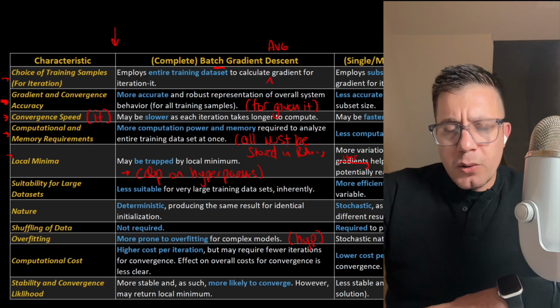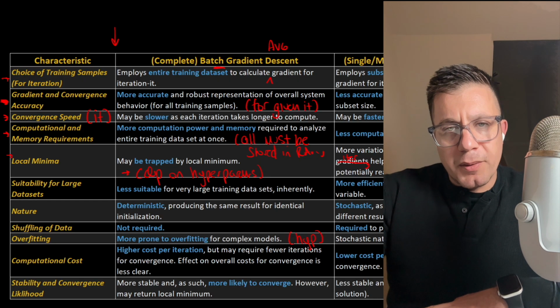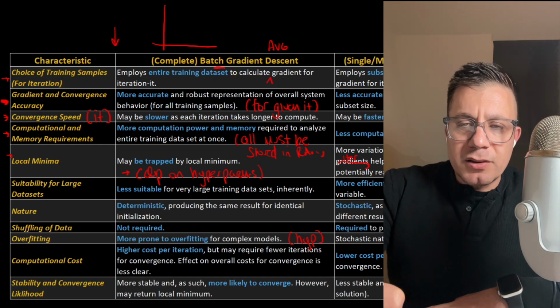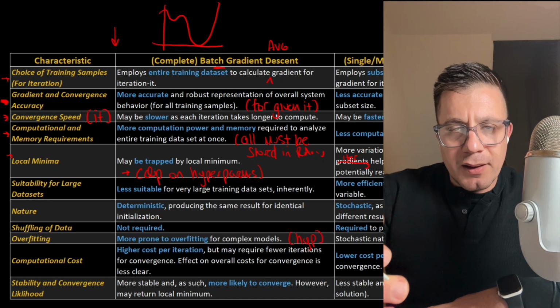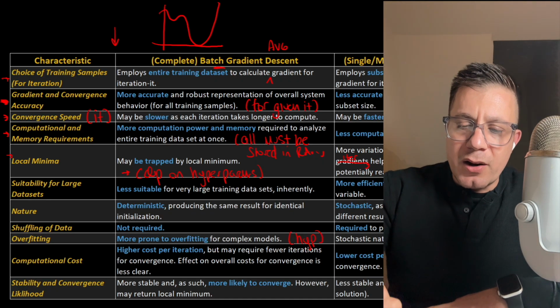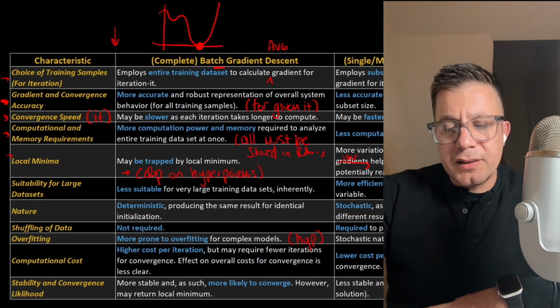With regard to local minima, we observe that batch gradient descent is more likely to be trapped by a local minimum as compared to stochastic alternatives. Now, what does this mean? We've talked about local minima before. The objective of gradient descent is to find the inputs to an objective function that correspond to its minimum, or potentially maximum, but let's say minimum, over its entire domain.